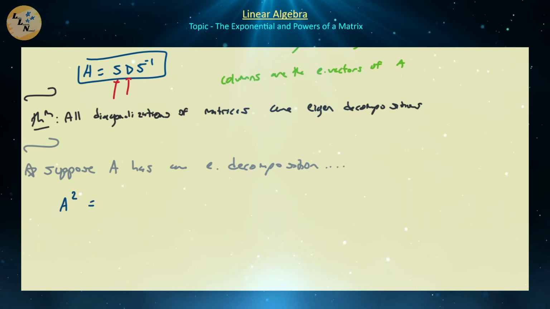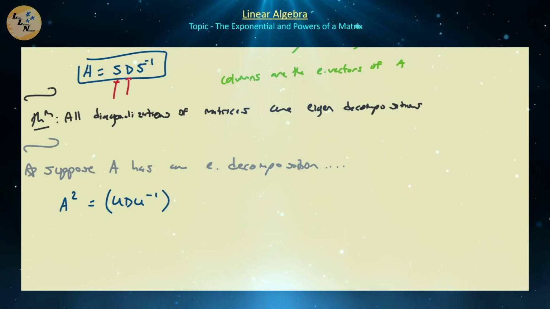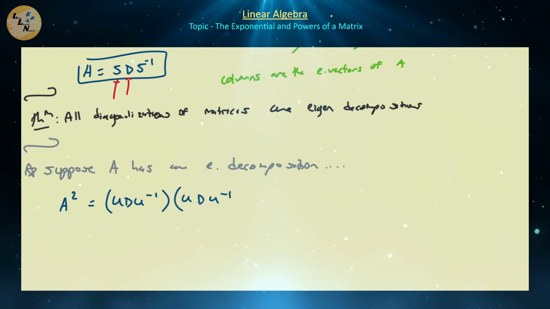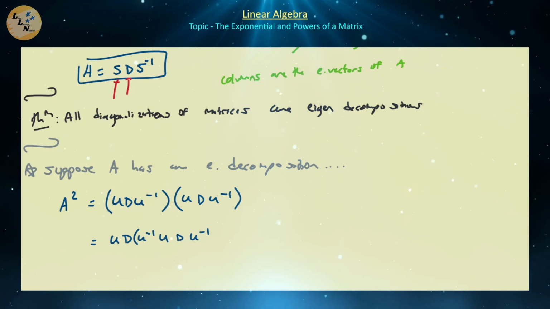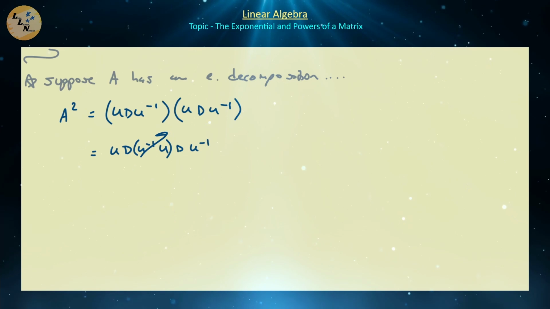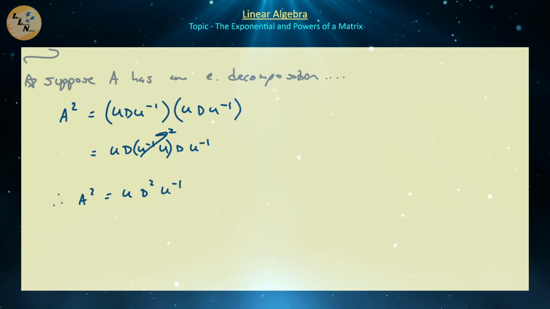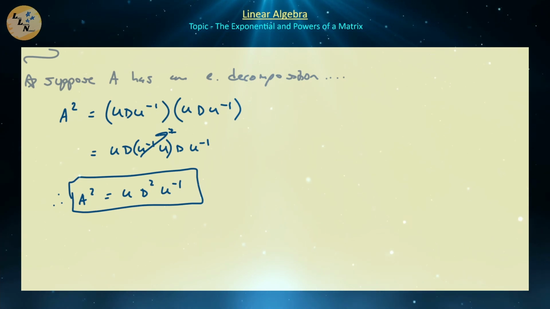So what is A squared going to be equal to? A squared is equal to U D U inverse times U D U inverse. We know that matrix multiplication is associative, so we can rewrite this by associating U inverse with U. Notice that that's going to cancel into the identity. So A squared is just going to be equal to U D squared U inverse. Keep in mind D is a square matrix, so D squared is defined as usual.